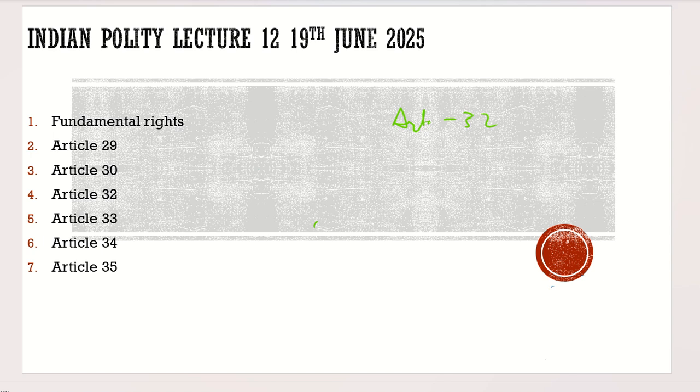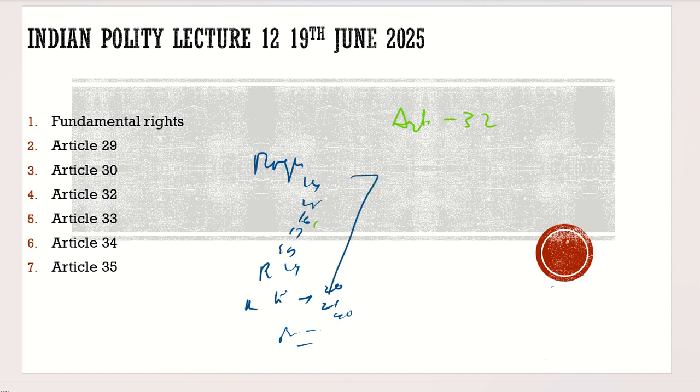Yeah. Now let's assume a condition. Suppose you have the right to equality. You have Articles 14, 15, 16, 17, 18. You have Article 19. You have the right against exploitation. You have Articles 20, 21, 22. You have the right to freedom of religion. You have everything. But one thing you don't have, that is Article 32.